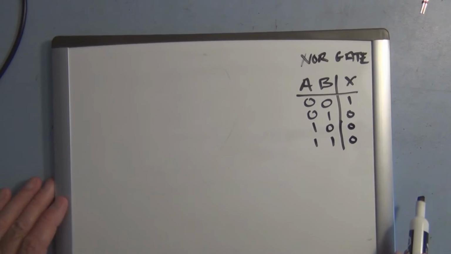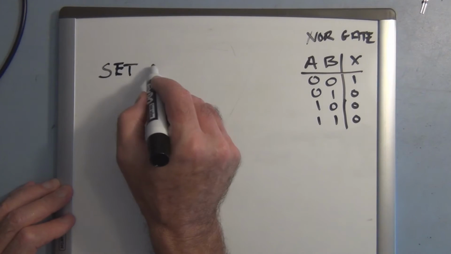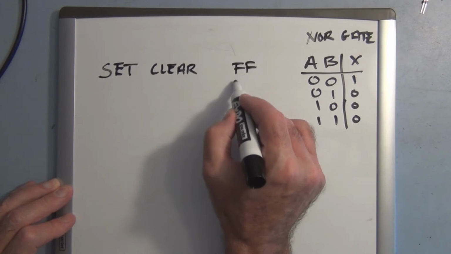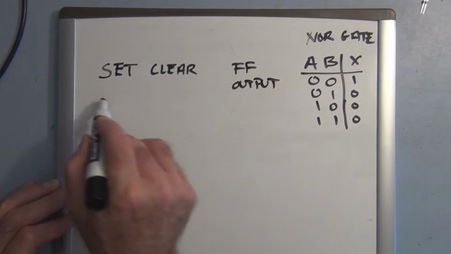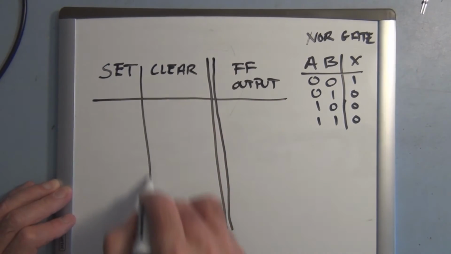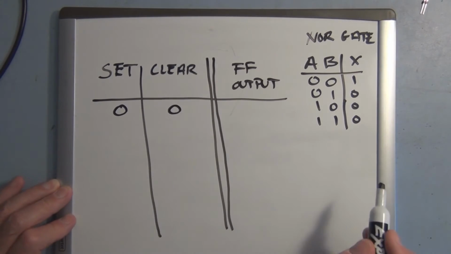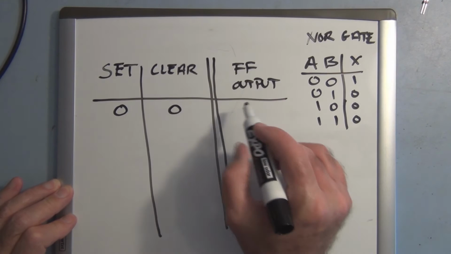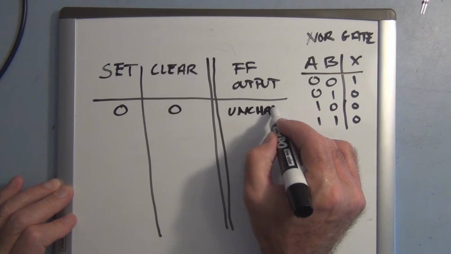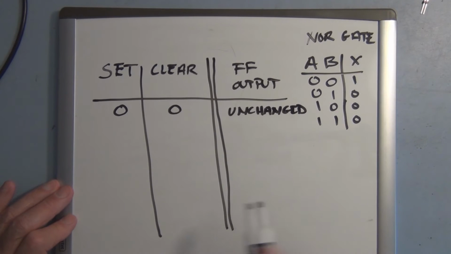So the truth table for the flip-flop will look like this. We'll have a set, a clear, and then an FF output. Now, if the set and clear are both 0, the flip-flop output is unchanged. And we'll discuss that in a second.